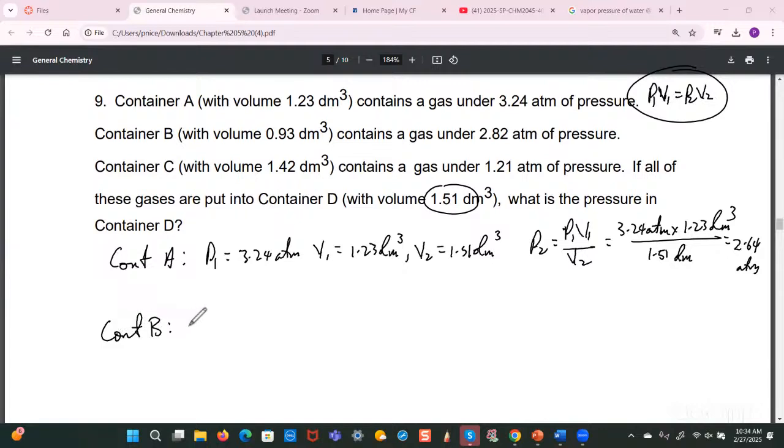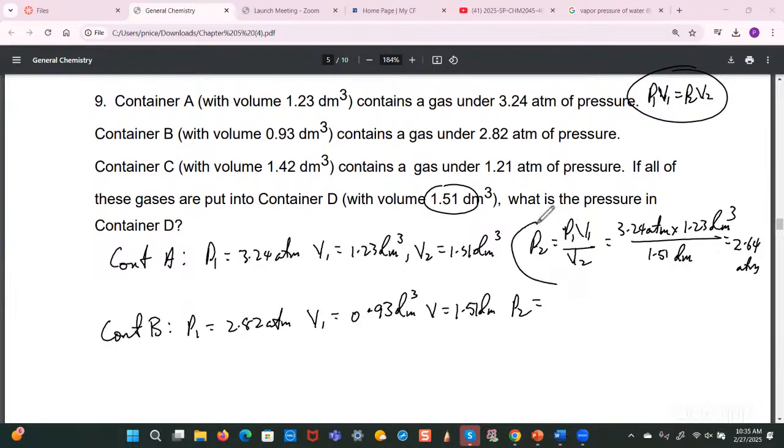So for container B, P1 is equal to what? 2.82 atmospheres. V1 is equal to 0.93 dm³. V2 is again the same, 1.51 dm³. So therefore, in this case, P2 will be equal to what? How will you set this up? P2 is equal to what?